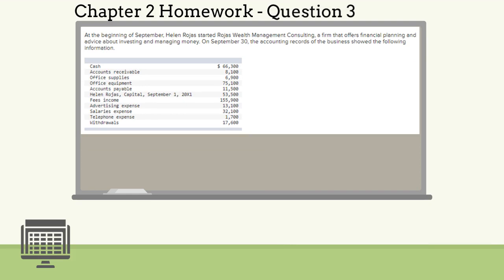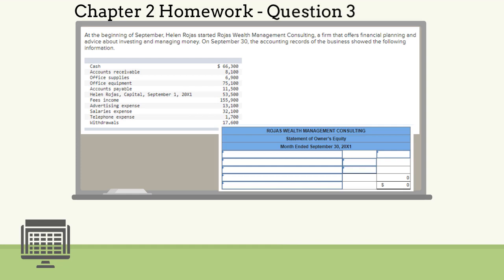For question number 3, you're again provided with a listing of accounts, but this time you're asked to prepare a statement of owner's equity and a balance sheet. Let's start with the statement of owner's equity. First, look at each account and decide whether it's an account that is part of owner's equity. Owner's equity starts with the beginning capital balance, then we add the net income for the time period and subtract what the owner withdrew. So start by entering the beginning capital balance as of September 1st.